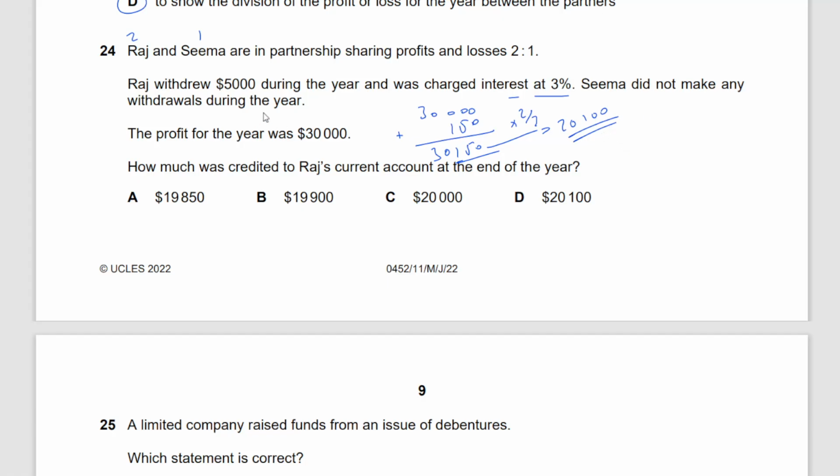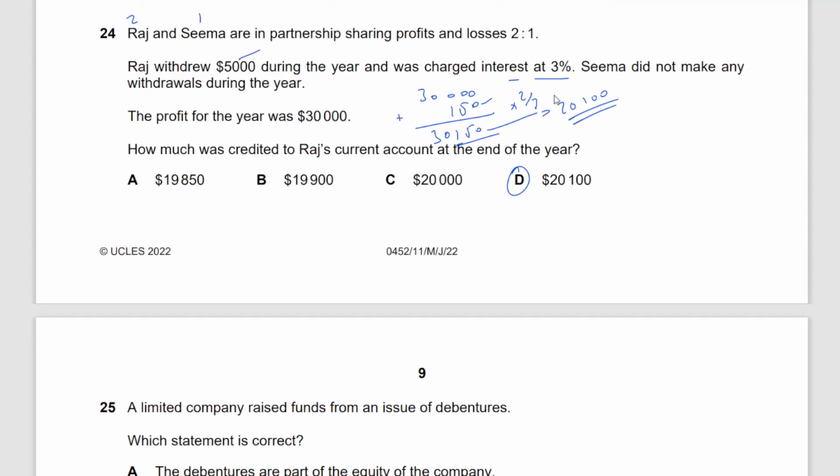But remember, Raj also, that should be enough because they're asking for what was credited to Raj's account. Although the 150 will be debited to Raj's account, the question is about what will be credited to Raj's account. Let's move on. Sometimes there are multiple things credited to the partner's account, and you have to take that into account.